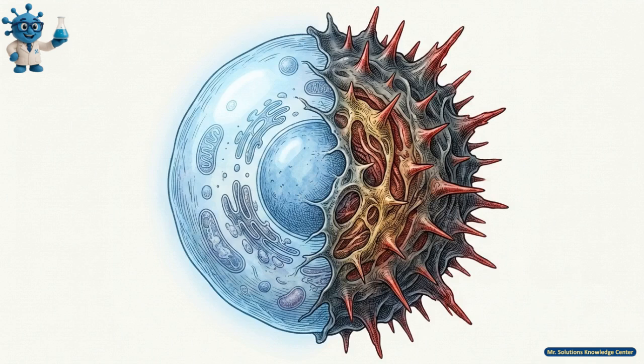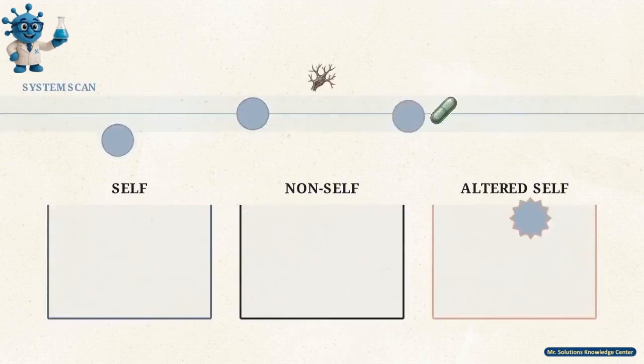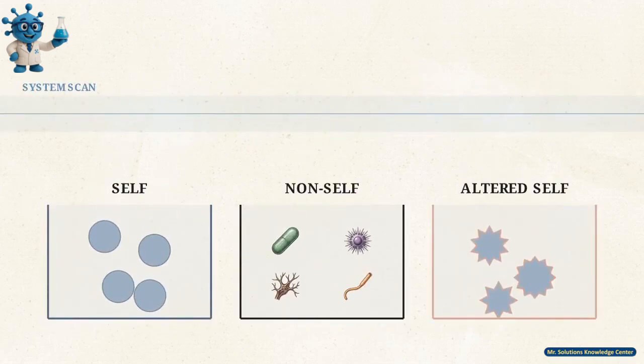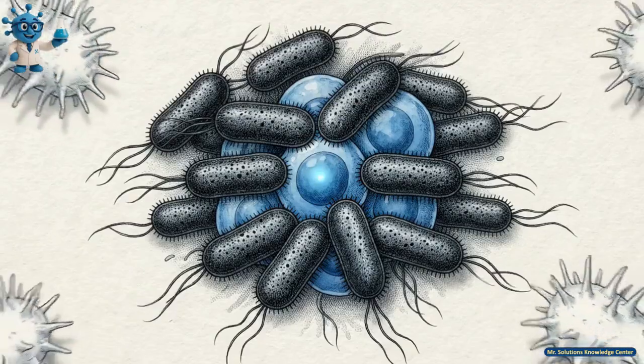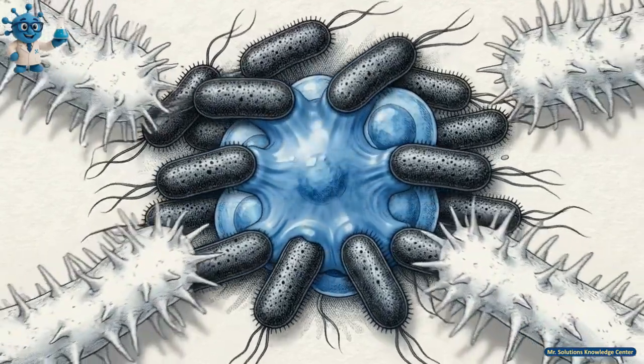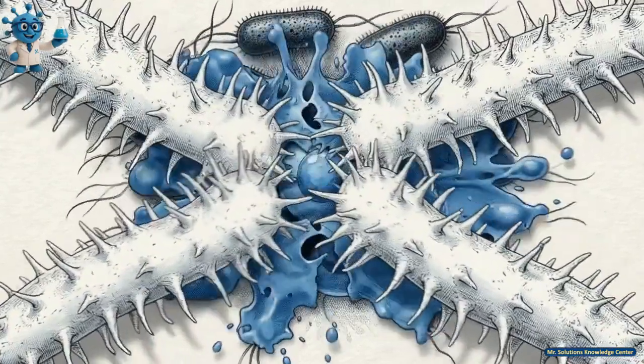There is also altered self. When host cells become virus-infected or turn cancerous, the immune system must target them to prevent a larger systemic failure. Successfully identifying these three states is the foundation of survival. Failing to make these distinctions leads to either fatal infection or the body destroying its own healthy tissue.